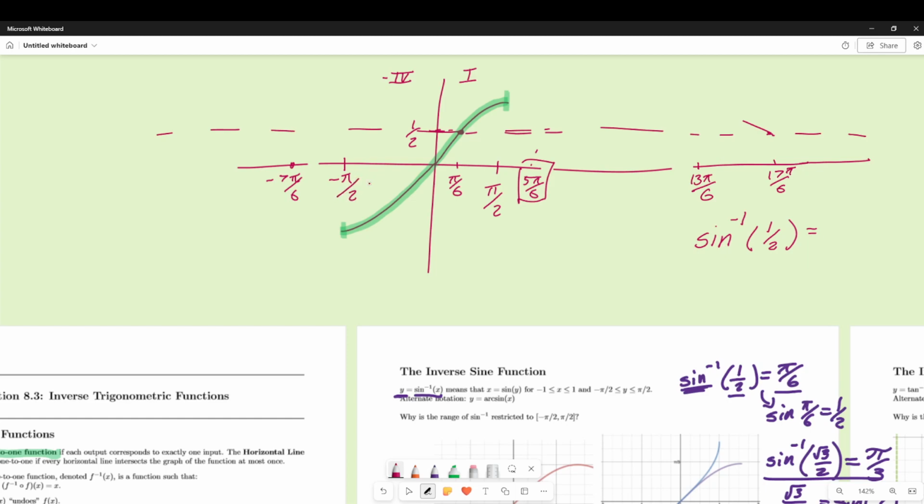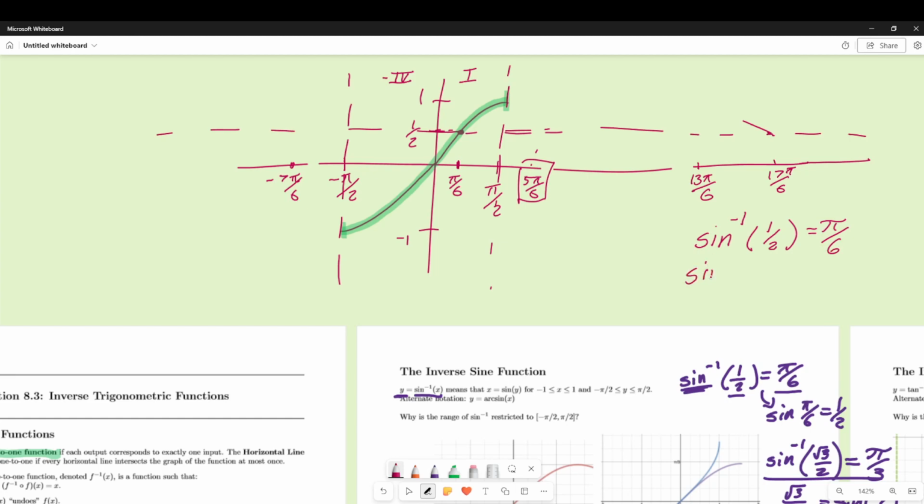Sorry, that's negative pi over 2. It has to give an answer within this range. Luckily, everything from 1 to negative 1, all possible sine outputs are in that range. But we have to give the one answer that exists within that range.